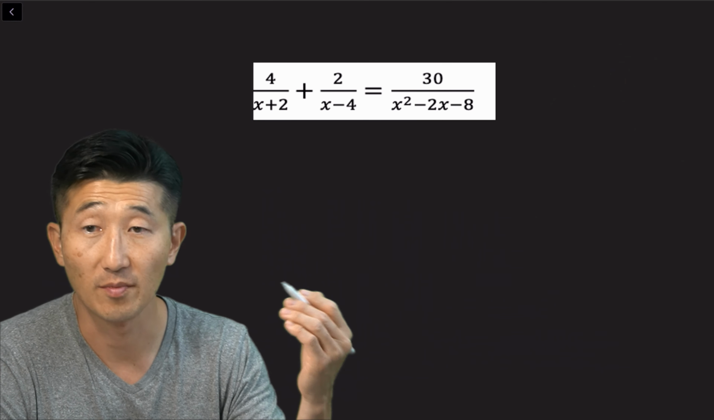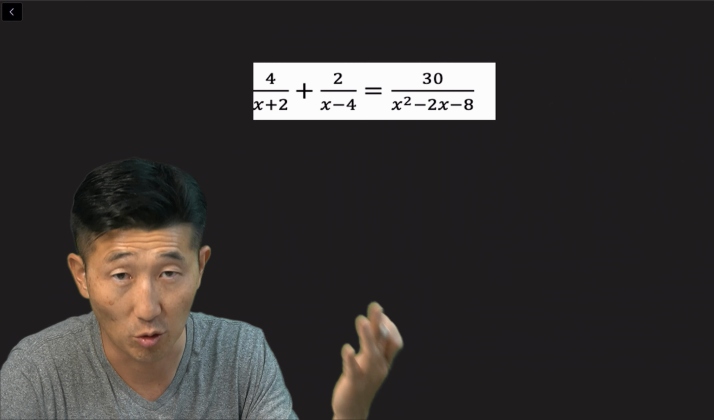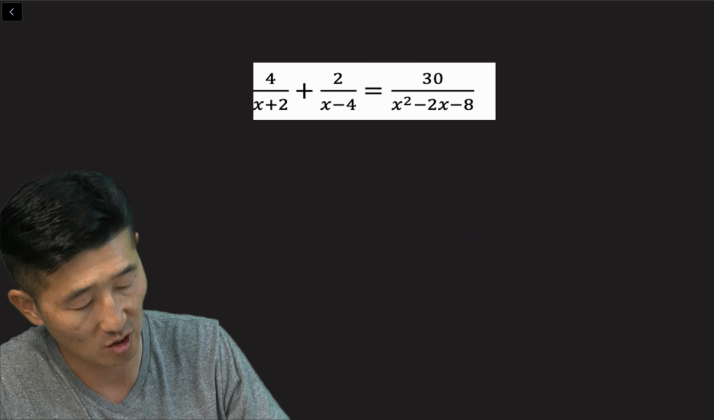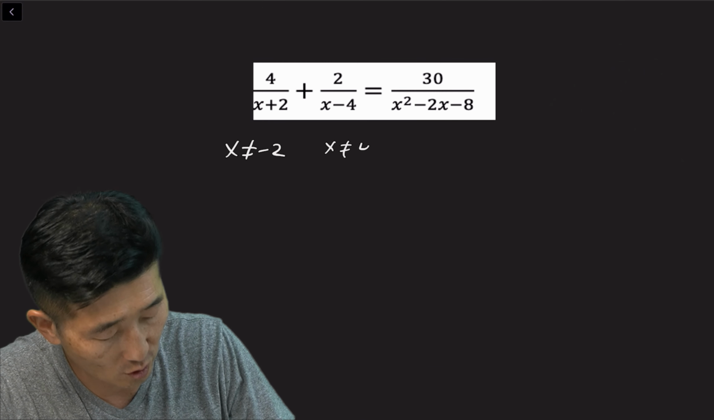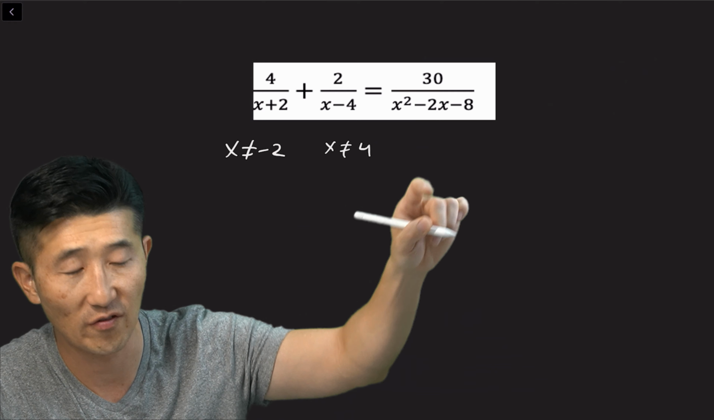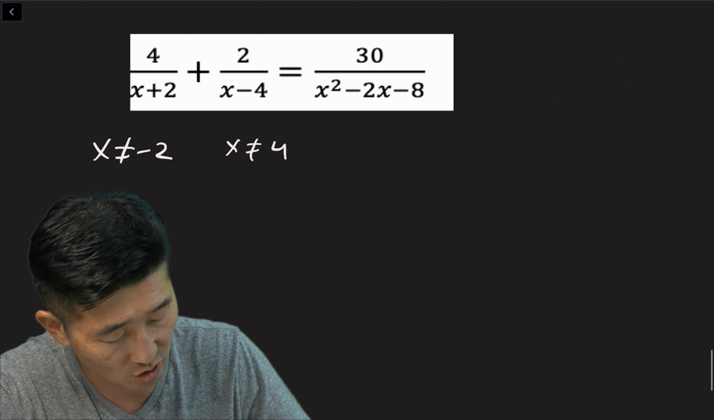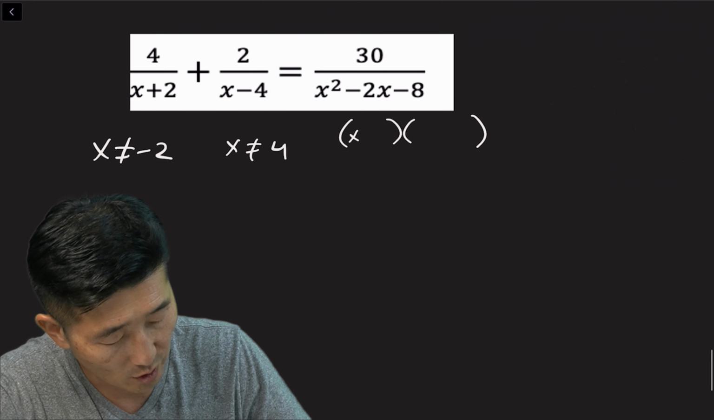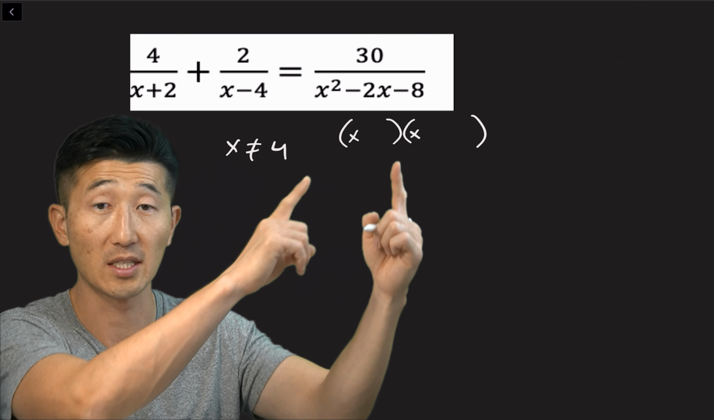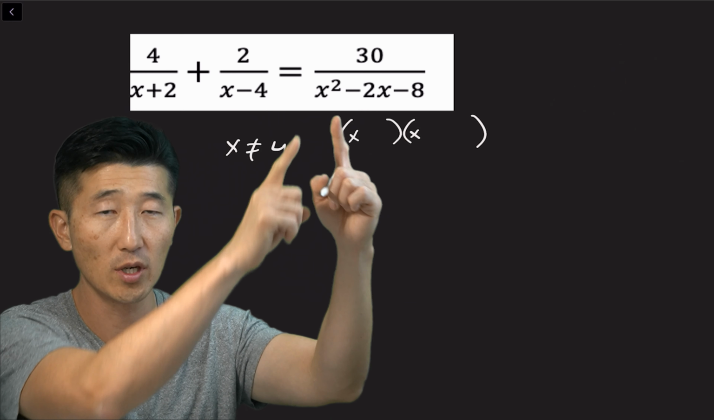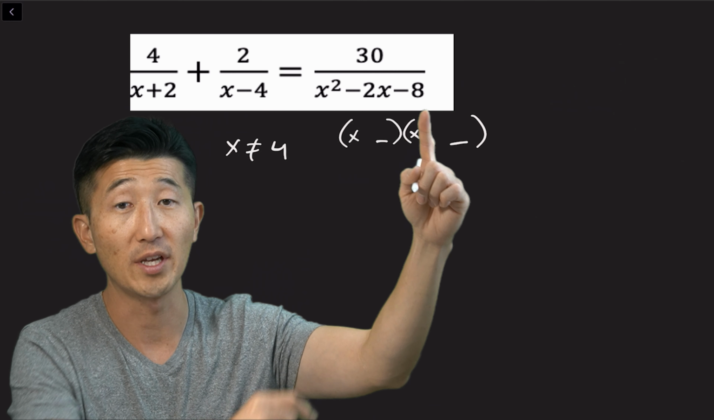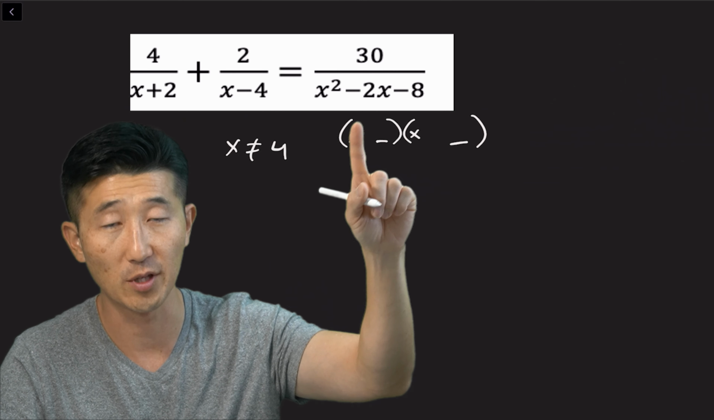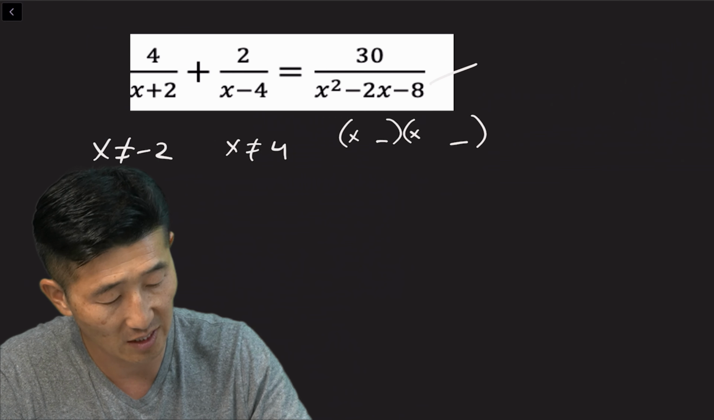Okay, so step number 1, excluded values. This is x cannot equal negative 2. X cannot equal 4. And again, here we have to factor this out in order to find our excluded value. So we put x and x there because, again, x and x multiplied is x squared. The last 2 numbers here have to multiply into negative 8, but those 2 numbers have to add up to negative 2.